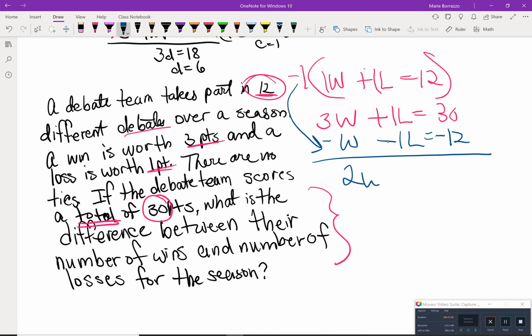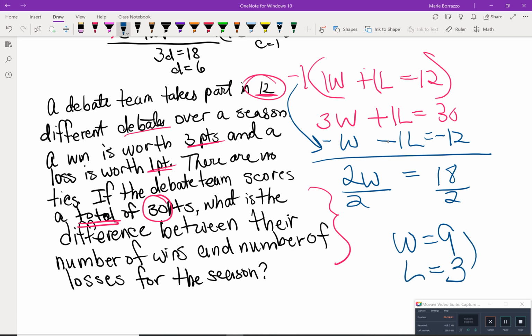So I'm left with 2W is equal to 30 minus 12, which in this case is 18. If I divide by 2 on both sides, do you see how I get W equals 9? And if W equals 9, that means that L has to equal 3, because the total has to be equal to 12. You can go back and substitute it in and solve. That's one way you could do it, or you could just use common sense.